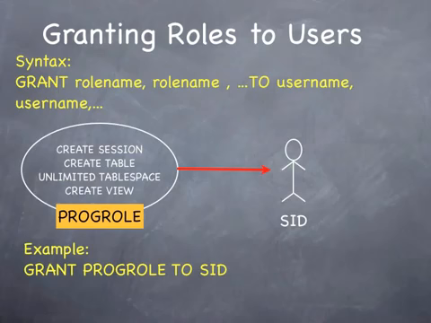Here you are looking at how roles can be granted to users. The syntax is just like how it was when granting system privileges to users. It is grant role name, comma, role name, comma, and you can mention as many role names as you want, separated by commas, followed by the keyword to, and then the names of one or more users who need the role. Once again, if you're mentioning more than one username, you will separate the username with a comma.